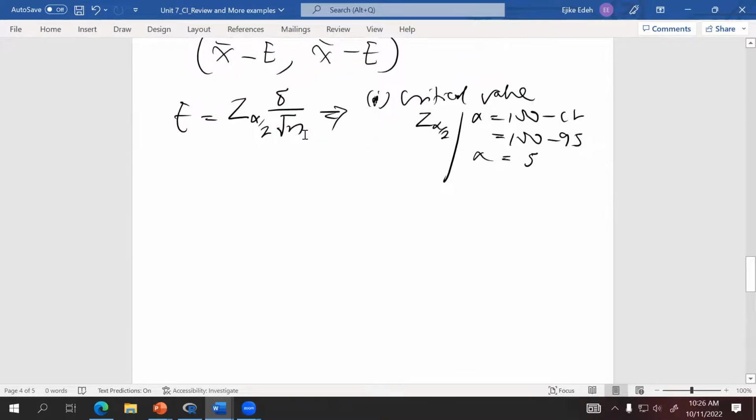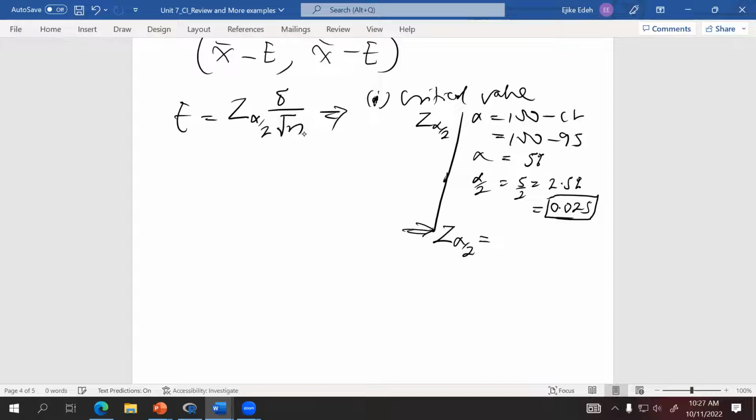If I get alpha of 5%, I'm interested in alpha over 2. So I'm going to divide that 5% by 2, and that gives us 2.5%. I know we want it in decimal form because we're going to be using the table, so let's change this to 0.025. That is our alpha, not the critical value, right? So I can go ahead now to get the critical value. This will imply that our Z alpha over 2 will be the value of Z that is equivalent to this area in the table.